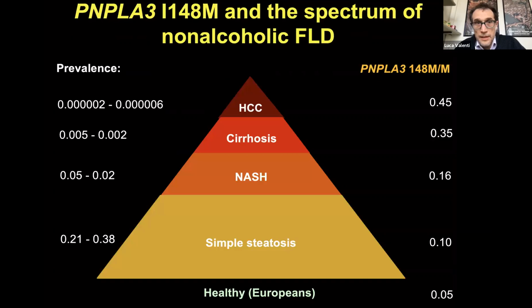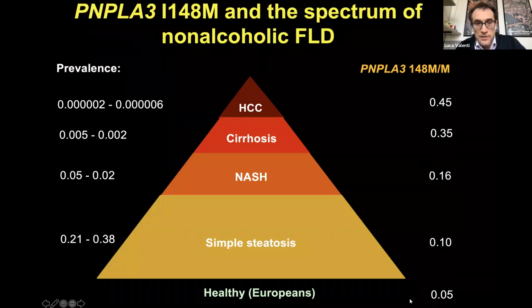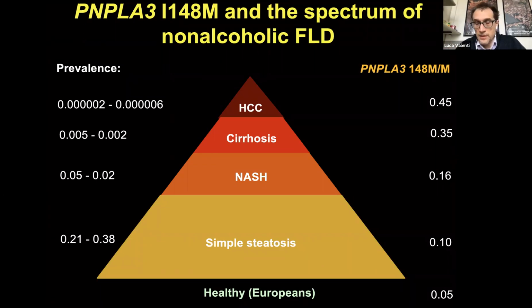So it has a clinically significant impact in the population because if you look at the prevalence of the at-risk genotype in the population, in particular homozygosity for the methionine variant, you can see here from the scheme that in the European population, 1 in 20 individuals is homozygous for this genetic factor, but the prevalence of the genotype increases progressively with the severity of liver disease across the spectrum of fatty liver disease, and almost 1 in 2 individuals with hepatocellular carcinoma due to NAFLD, but for alcoholic liver disease the situation is very similar, is homozygous for this variant.